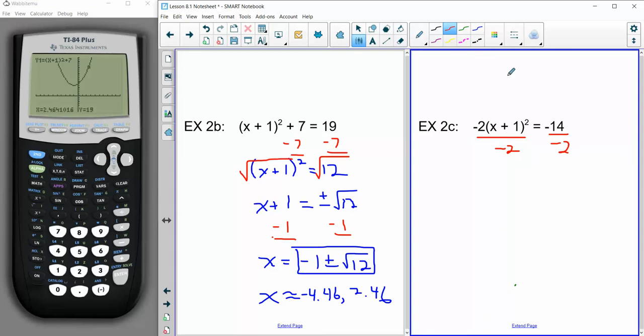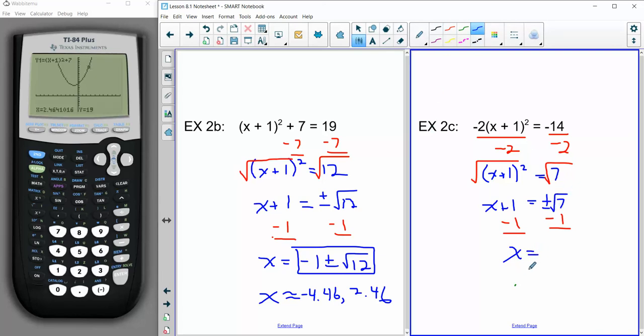That means I got to divide the other side by negative 2. Gives me x plus 1 squared equals 7. Let's take the square root of both sides. That gives me x plus 1 equals plus or minus the square root of 7. It's got two square roots. Let's subtract 1 from both sides. And that's going to give me x equals negative 1 plus or minus the square root of 7.